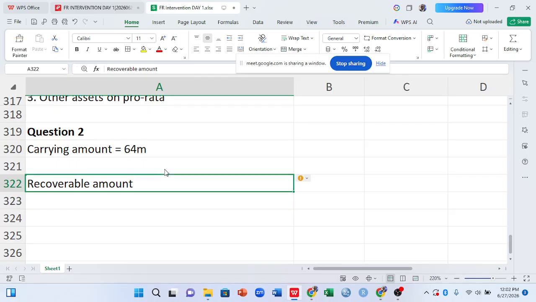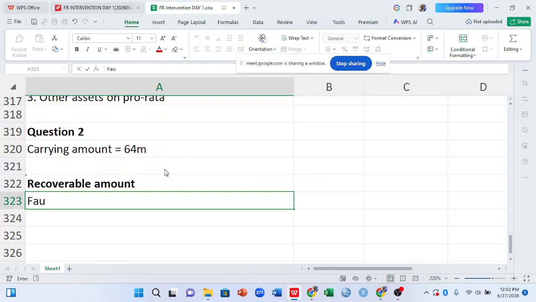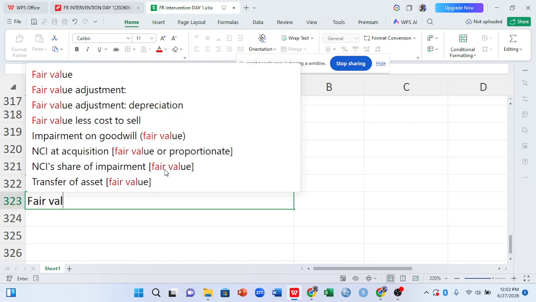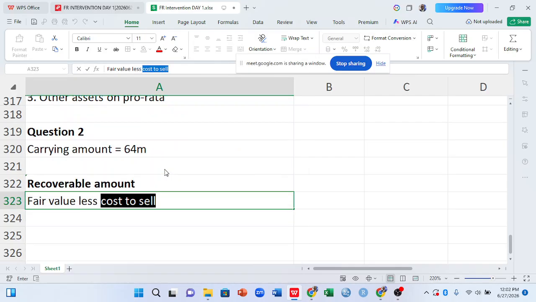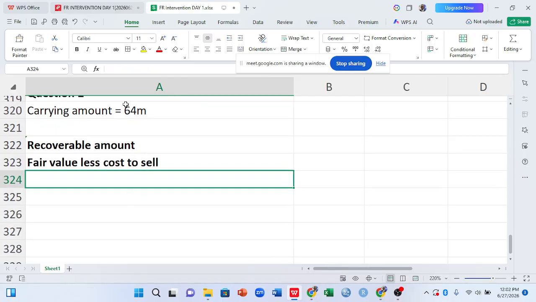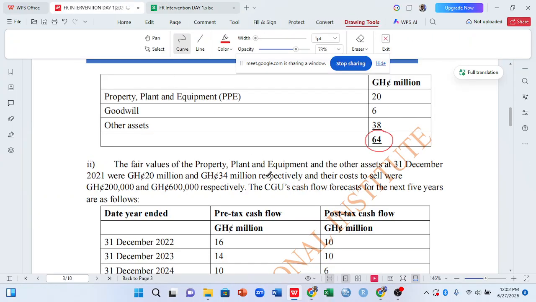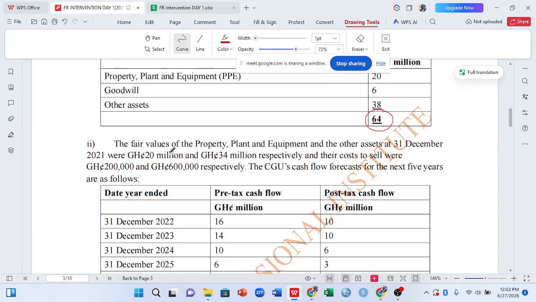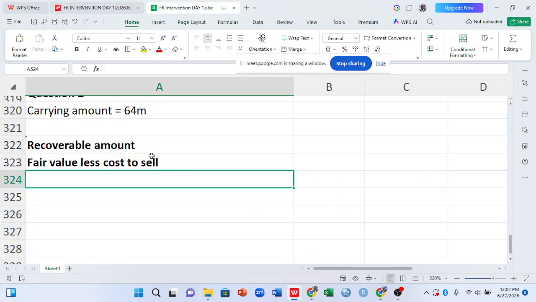And how do we get a recoverable amount here? Recoverable amount here will be our fair value less cost to sell and then the value in use. So let's see the fair value less cost to sell, what we're given in the question in this case. We're given that the fair values of property, plant, equipment and other assets are 20 million and 34 million. And then they gave us their respective cost to sell to be 200,000 and 600,000. So we'll do that for each.